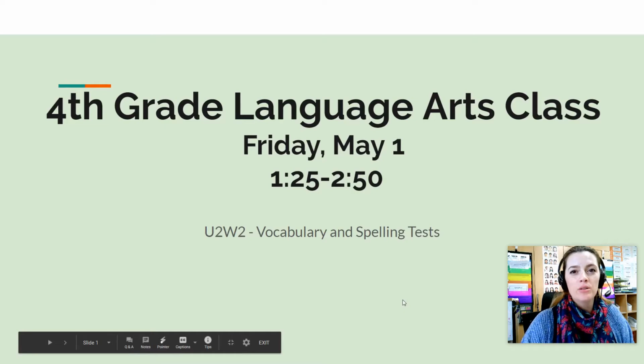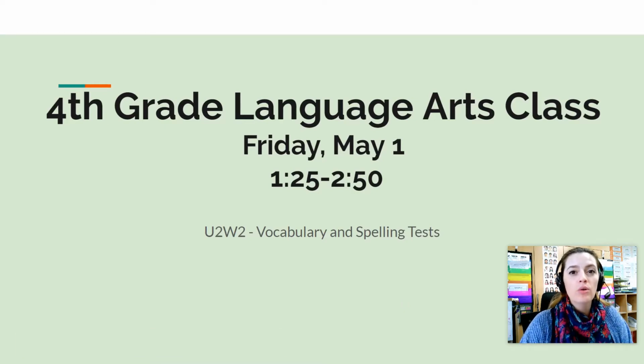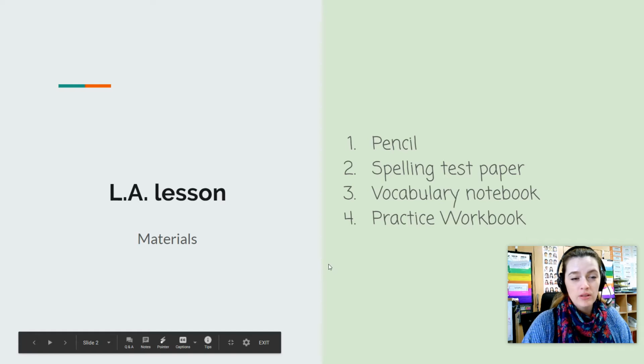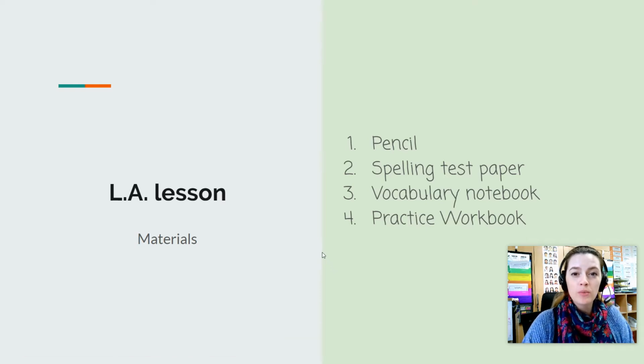We are going to take our spelling and our vocabulary test today. Now, this is for Unit 2, Week 2, so make sure you have the correct spelling paper in front of you. You should have a pencil, the spelling paper for Unit 2, Week 2, your vocabulary notebook, and your practice workbook. After we finish our tests, we're going to do a little bit more practice in our workbook.